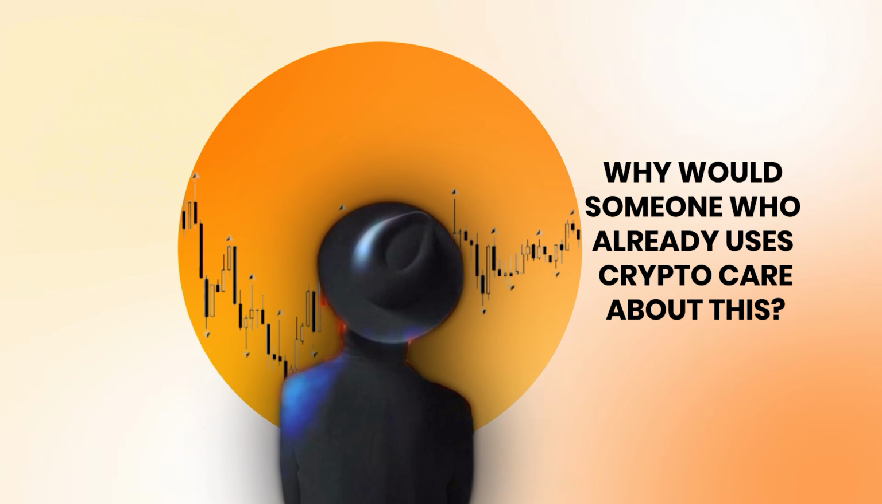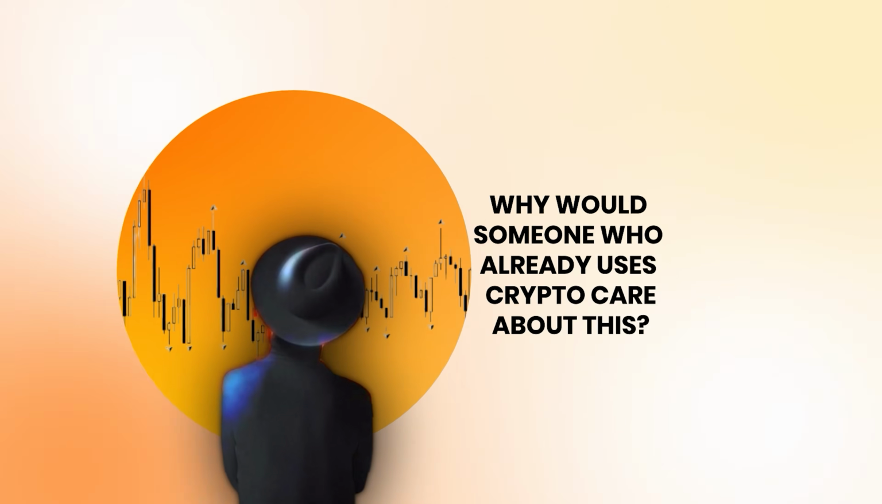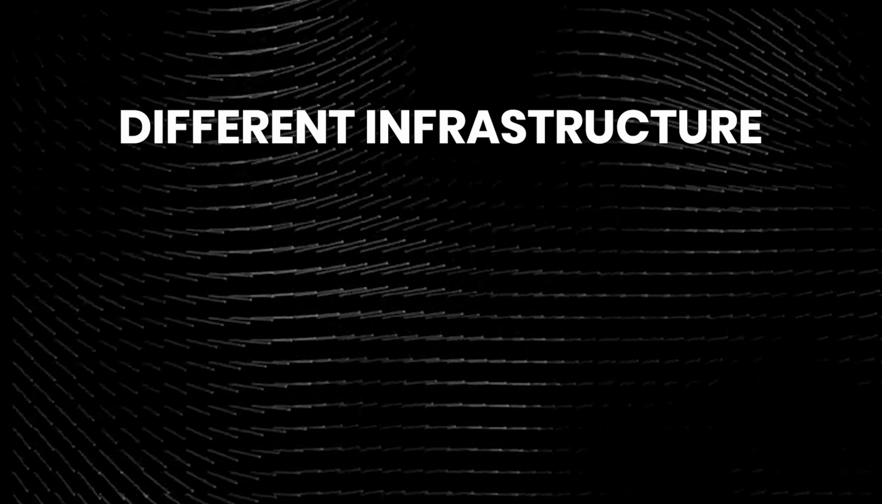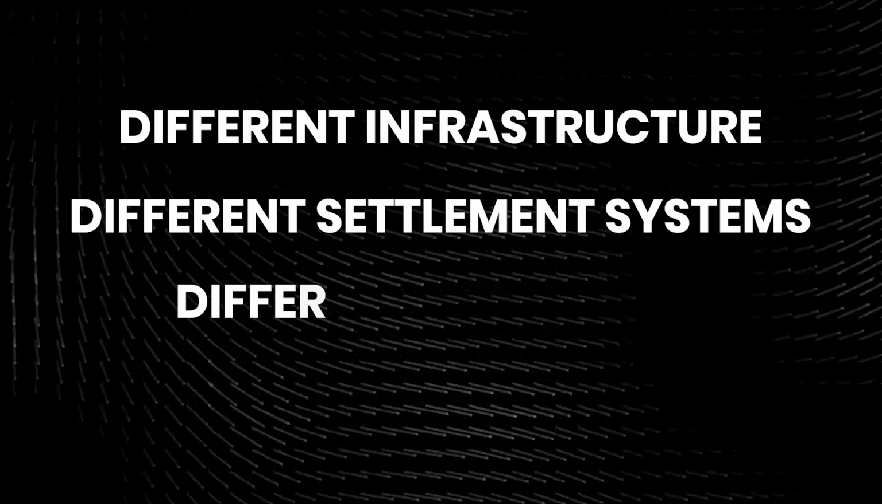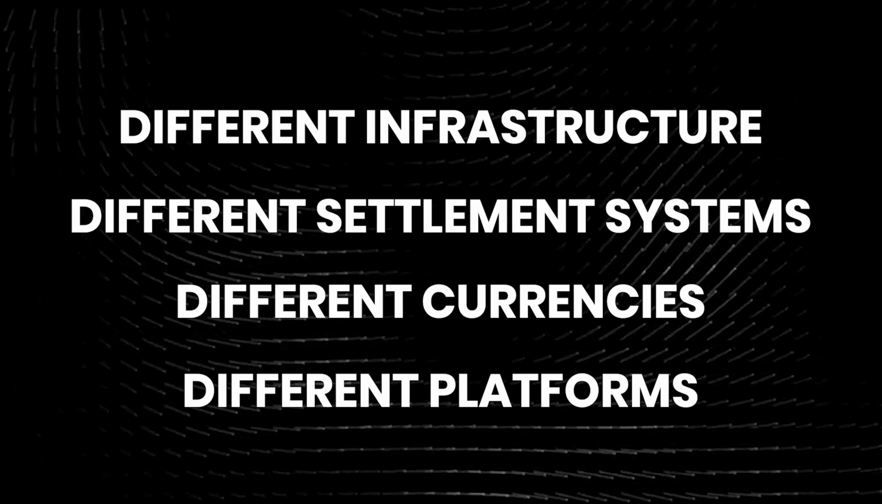Now we get to the interesting part. Why would someone in crypto actually care about this? The answer is flexibility. Crypto market and traditional market historically operate differently. Different infrastructure, different settlement systems, different currencies, and moreover, different platforms.